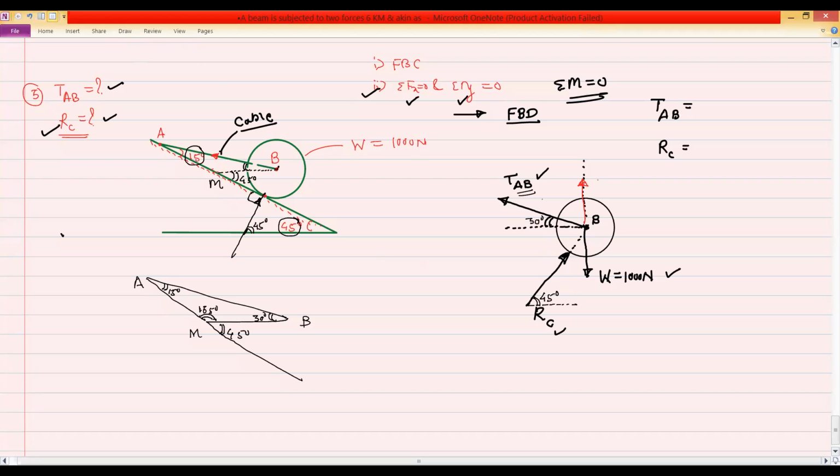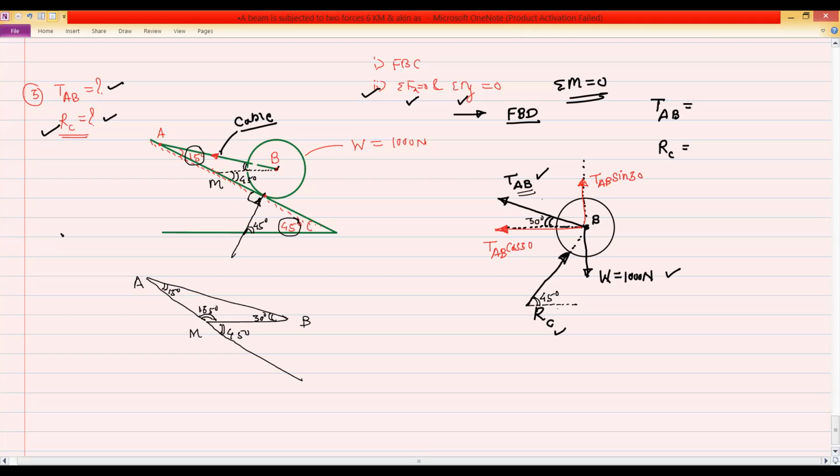So this is the y component. The y component is the opposite component to the 30 degree angle, so this will be tension AB sine 30. And this is the x component, the adjacent component to this 30 degree angle. So this is tension AB cos 30.